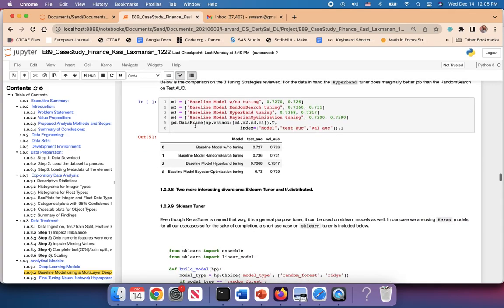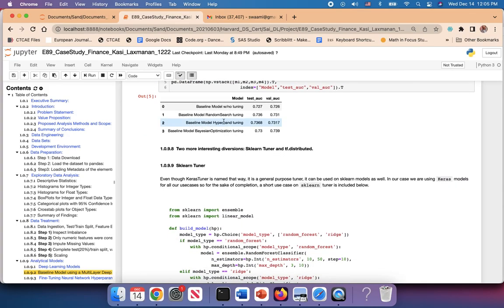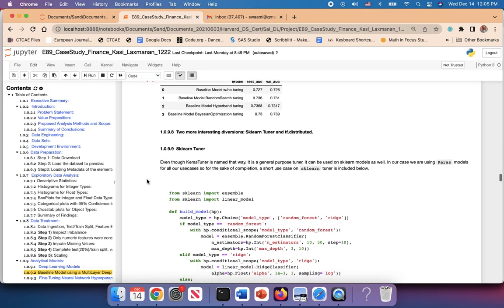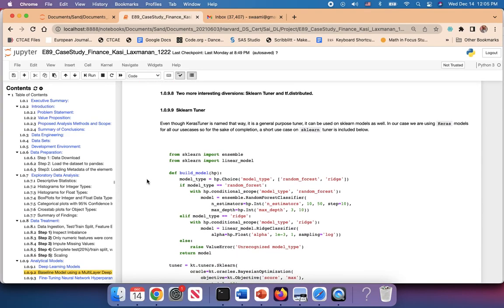So when we compare the three search strategies, I think the random search strategy and then the hyperband search strategy did a very good job with the test AUC. The Bayesian optimization tuner did a very good job with the validation AUC, but then it didn't generalize as well. Now, to close out this KerasTuner topic, there's one more tuner that you can use, which is the sklearn tuner.